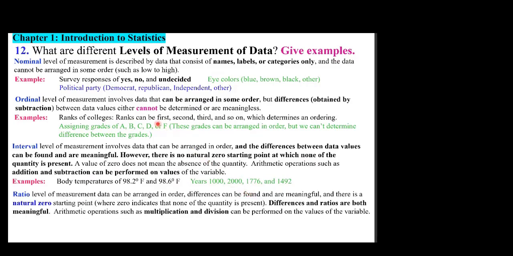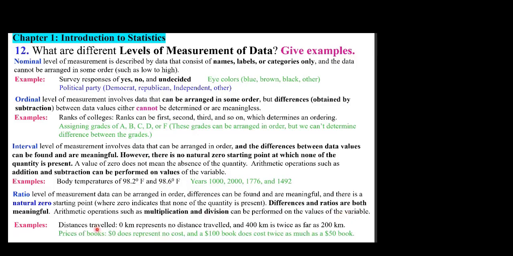Ratio level of measurement: data can be arranged in order. Differences can be found and are meaningful, and there is a natural zero starting point where 0 indicates that none of the quantity is present. Differences and ratios are both meaningful. Arithmetic operations such as multiplication and division can be performed on the values of the variable.